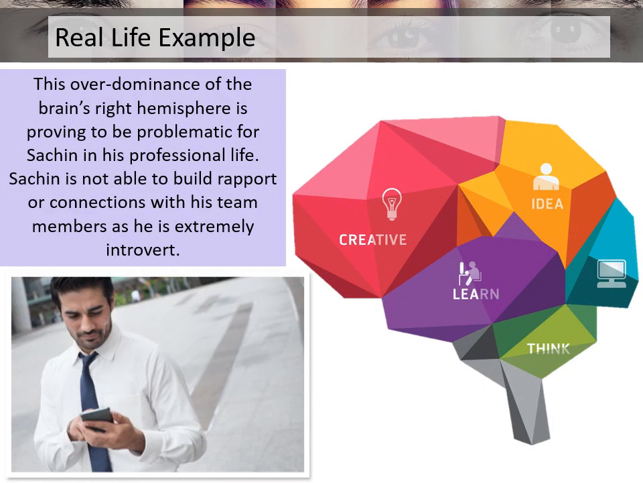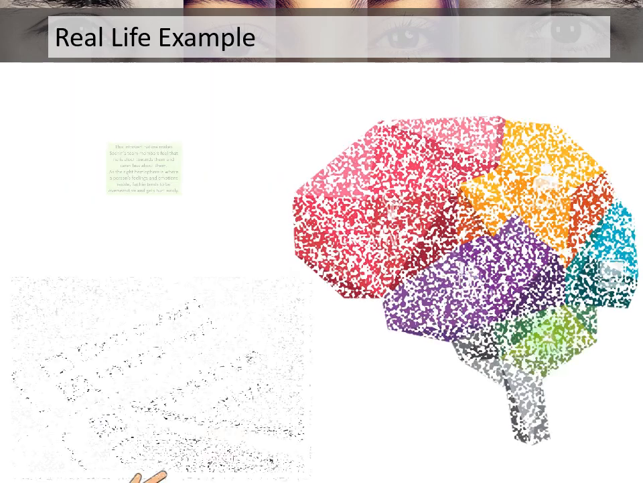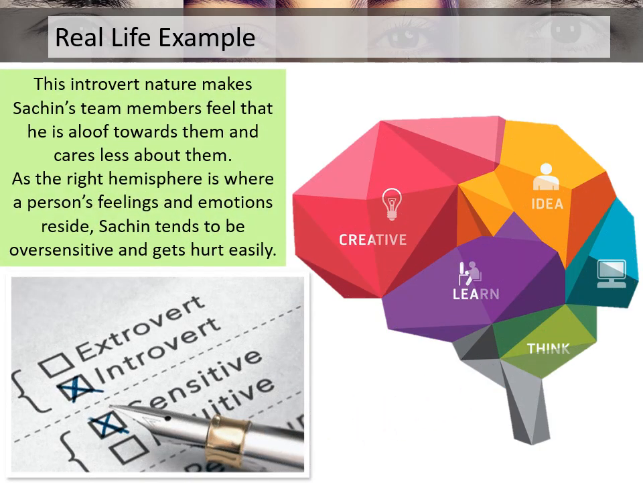This overdominance of the brain's right hemisphere is proving to be problematic for Sachin in his professional life. Sachin is not able to build rapport or connections with his team members as he is extremely introvert. This introvert nature makes Sachin's team members feel that he's aloof towards them and cares less about them. As the right hemisphere is where a person's feelings and emotions reside, Sachin tends to be oversensitive and gets hurt easily.